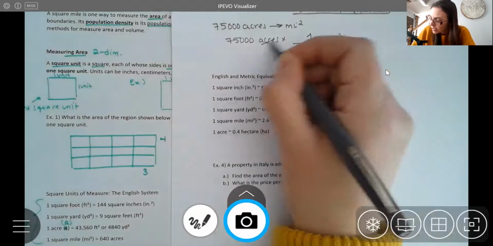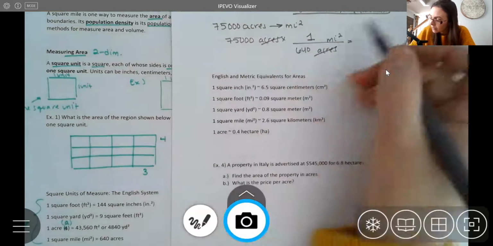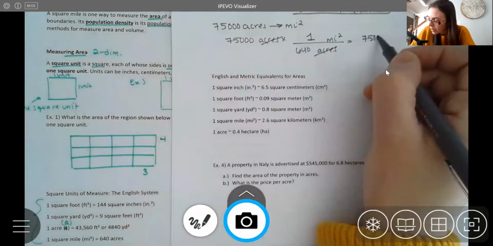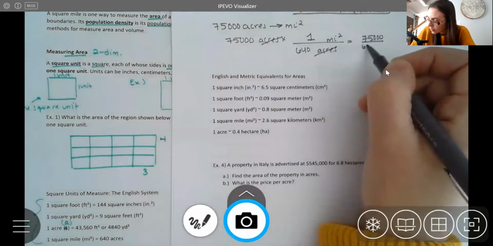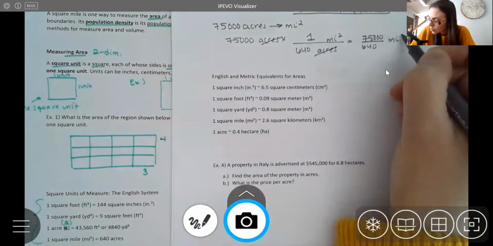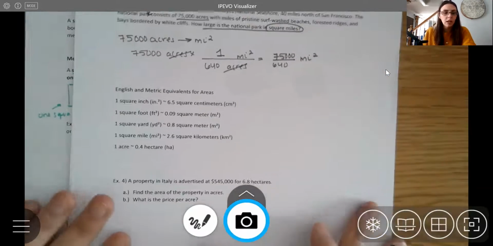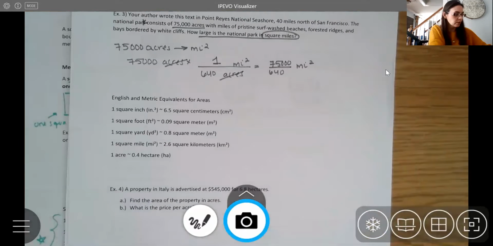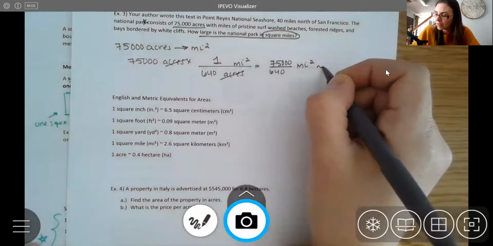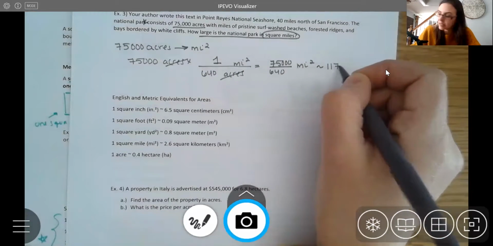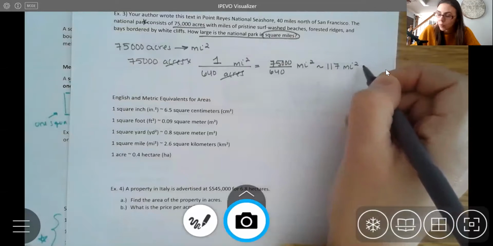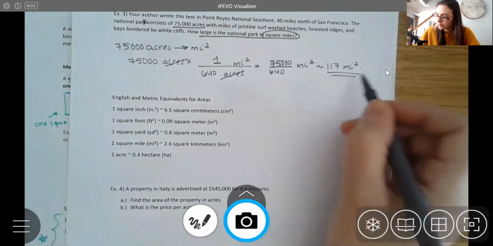So the acres are going to cancel here. 75,000 times 1 is just 75,000 over 640, and this is going to be square miles when we're all done. Let me just get out my notes here. We go ahead and divide these, and rounding to the nearest whole, we get about 117 square miles.